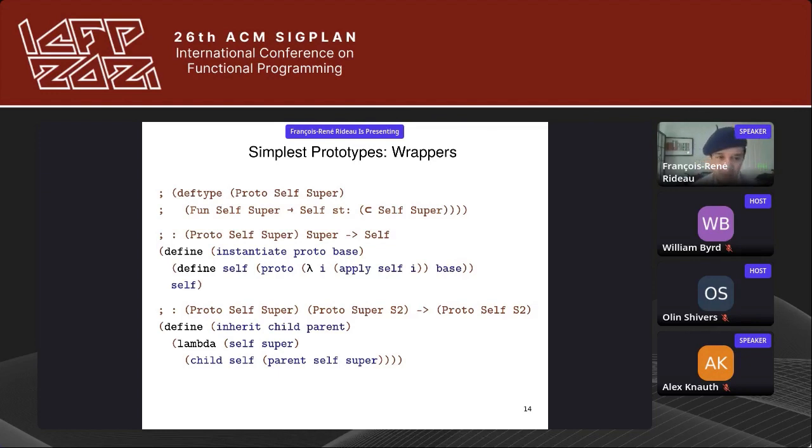And the way you change them is the obvious way. You want the same self argument. So the self argument of child is the same as the self argument of parent. On the other hand, you want to change the super. You want to change the thing that you inherit from. So parent gets the super that is passed to the overall combination, whereas child is passed as super the result of parent applied to self and super.